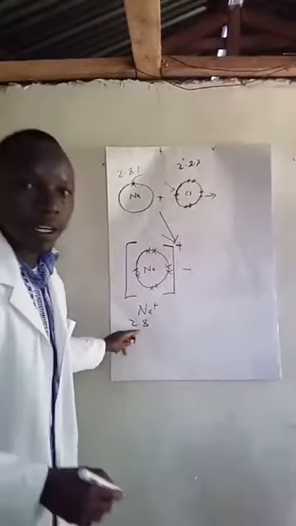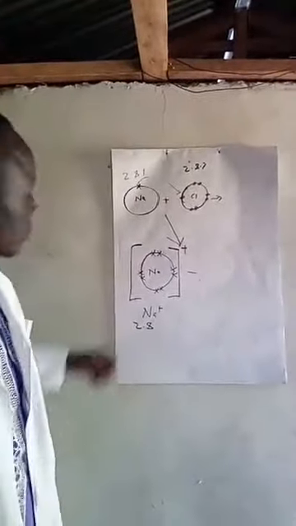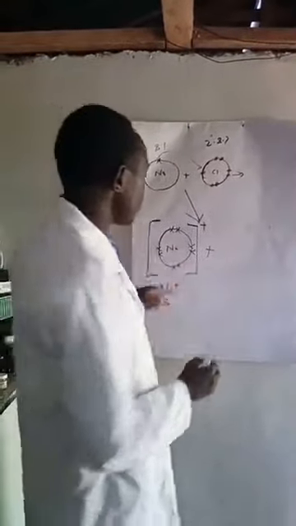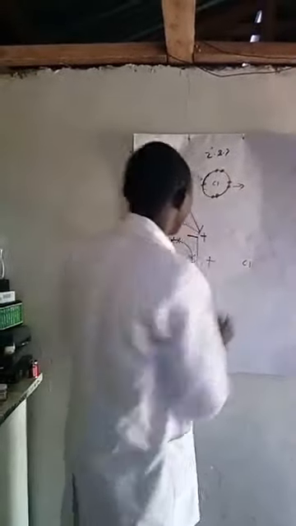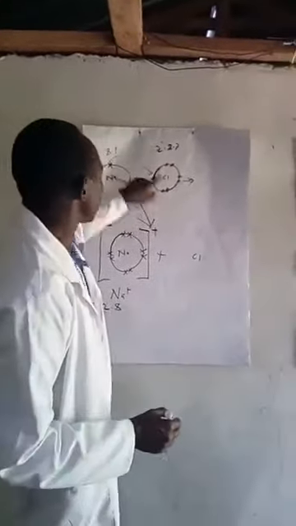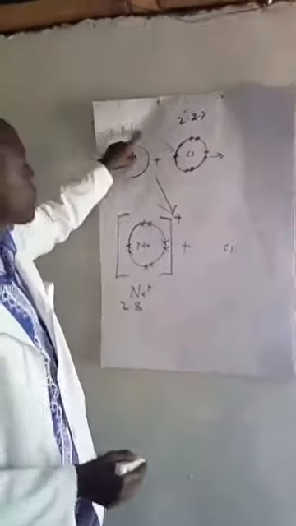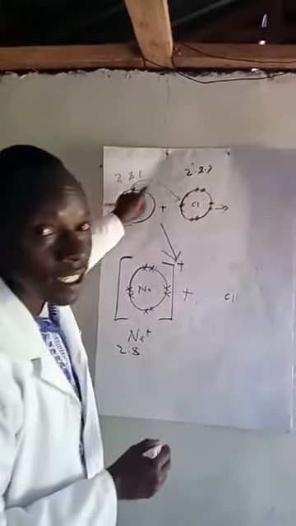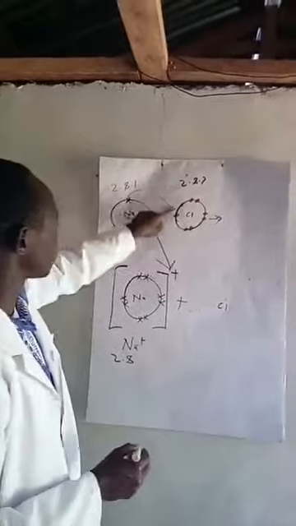What has happened? It has lost one electron. So this is the sodium ion. Then chlorine, now it was 2,8,7. So this one is transferred. That is why we say it involves complete transfer. So this one will be transferred here.